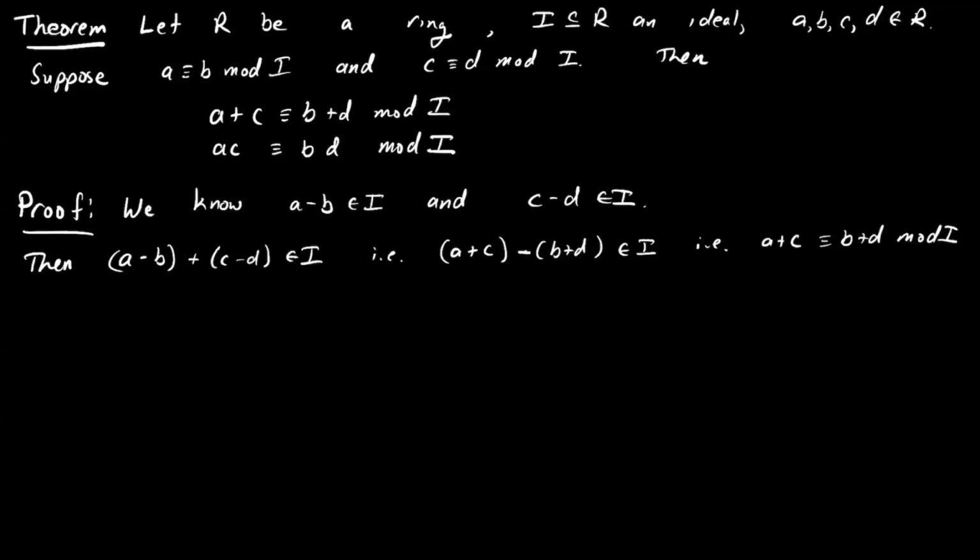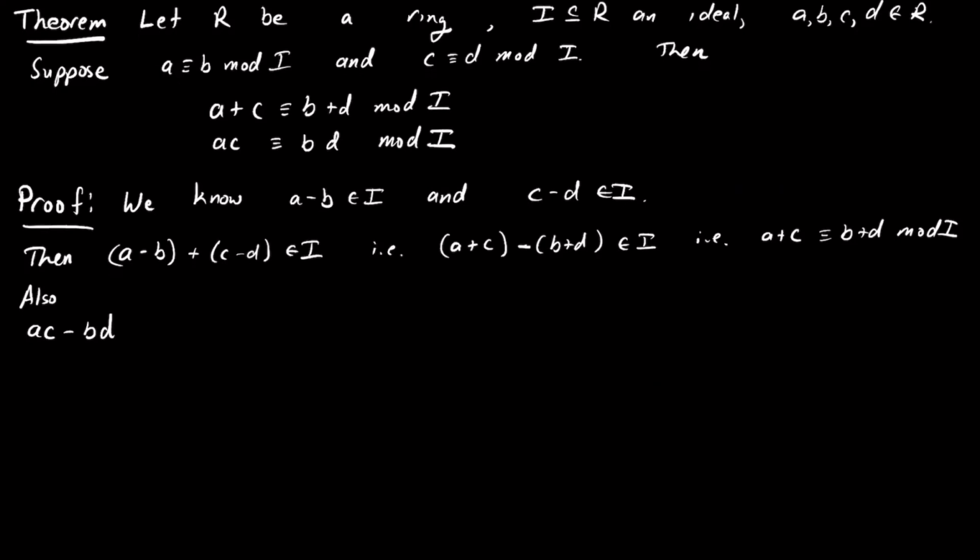For the second property, we have to be a little bit more clever. And what we're going to do is mimic our proof from when we were working with the integers modulo n. So I'll say also, if I look at AC minus BD, my goal is to show that AC minus BD is an element of I. That's what the second property says. How can I do this? Well, I'm going to be clever. I'm going to add 0 to the middle of this expression. So I'm going to write this as AC minus BC plus BC minus BD.